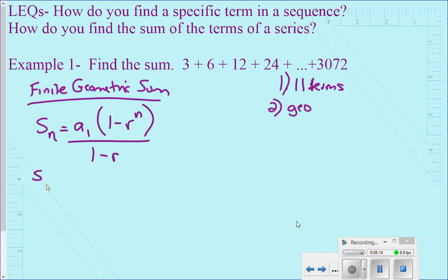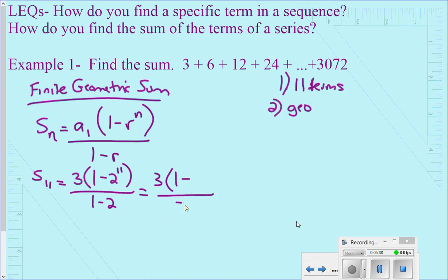So S sub 11 is equal to the first term, 3, times 1 minus r, which we said earlier is 2, and that's raised to the nth power, which is 11. And I'm going to put that over 1 minus 2. So I do want you to simplify by hand, not type that whole thing in the calculator. So 3 times 1 minus 2 is -1 in the denominator. And I'm going to follow order of operations. So 2 to the 11th has to come first, which is 2048.